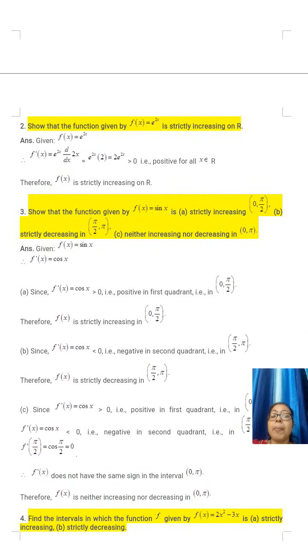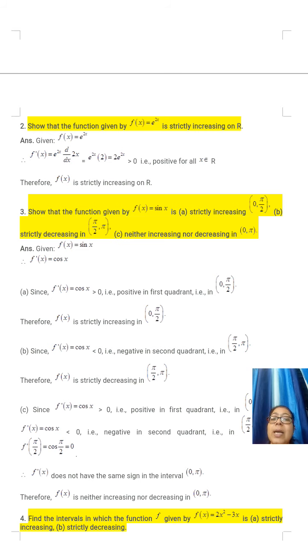Second sum, it is question number 3. Show that the function given by f(x) = sin x is, first part, strictly increasing in the open interval (0, pi/2) and strictly decreasing in (pi/2, pi). One thing you can remember is the graph of sine. Once it is increasing and once it is decreasing. From 0 to pi/2 it rises to the top, where the value is 1, and from pi/2 to pi again it is decreasing. So think about the graph also.